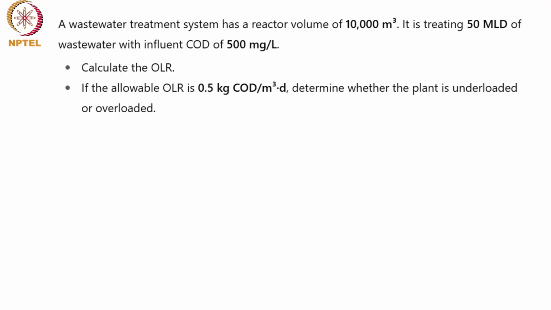This is the allowable OLR. If the load is more than the allowable OLR, the plant is overloaded. The OLR is 0.5 into COD. That means 0.5 into 250 mg per liter. No? 250 mg per liter.